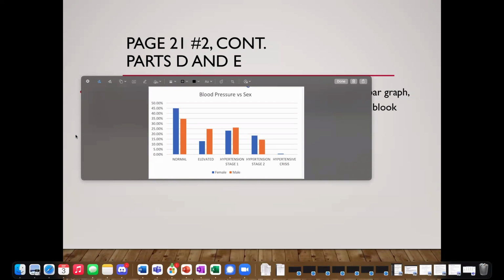You don't have to, for the graphs, they don't have to be exactly the same as what I did. They just have to be of the right shape. Do you compare the graphs? Talk about how likely males and females are to have these conditions: normal, elevated, and so on. For this one, you're using the totals for each gender because that's what you're trying to compare. You're trying to compare percentage of females to the percentage of males.